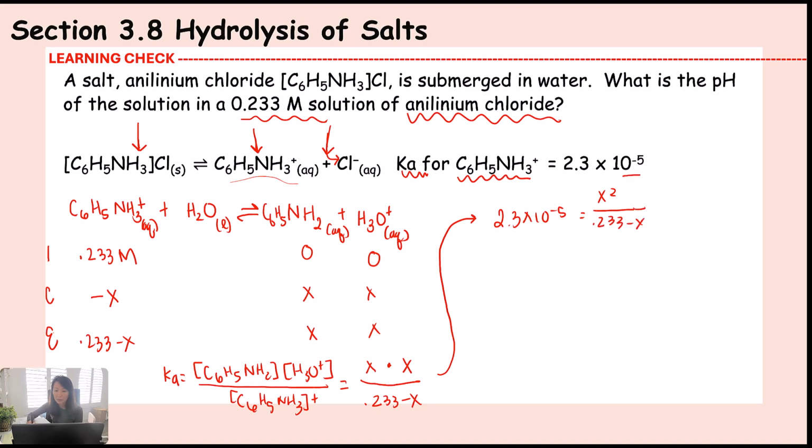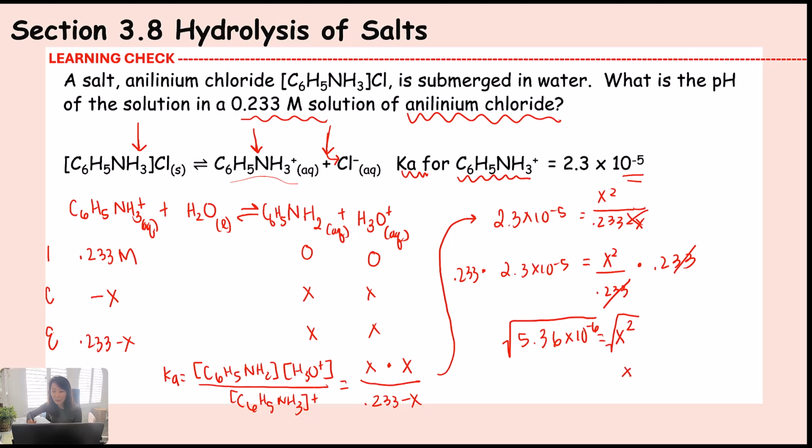Now, because the Ka value is quite low, lower than 0.001, we're going to ignore this X value, and X squared is then equal to 2.3 times 10 to the negative 5 with 0.233 on the bottom. We're going to multiply 0.233 on both sides, cancel this out, and then you're left with X squared is equal to, if you were to multiply all of these together, 5.36 times 10 to the negative 6. If you are watching this video, just pause and see if you're able to calculate this out. And then you square root this.